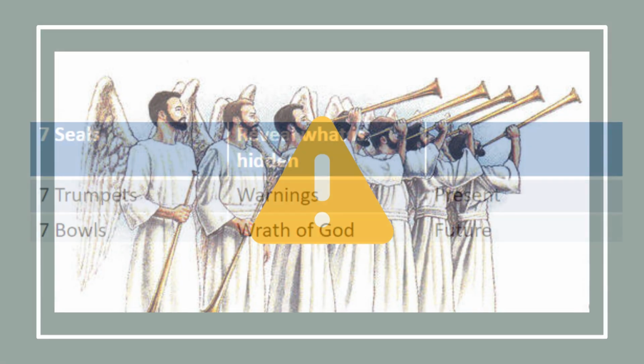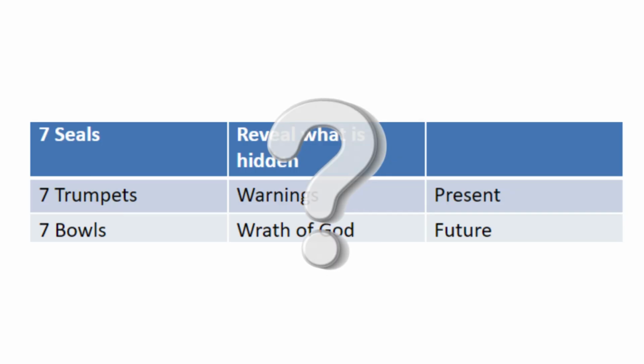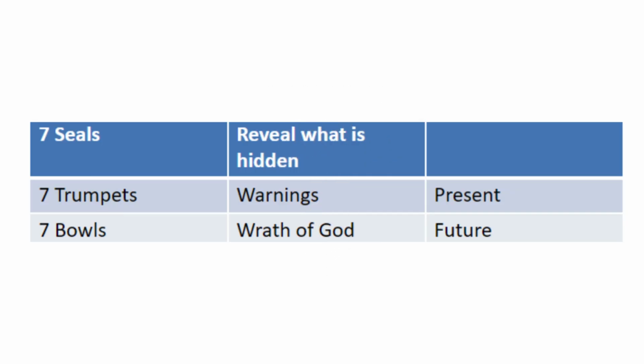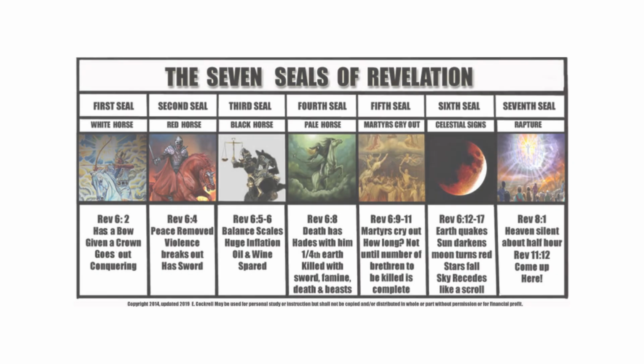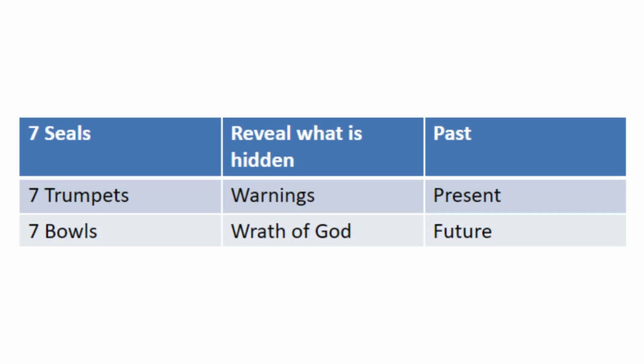We also know that if the trumpets are warnings, then they must occur in the present, as it would not make sense to warn someone of the past. In addition, the 7th and last trumpet indicates the rapture, which ends the church age. That only leaves the 7 seals with one option, the past. Otherwise, we don't see the past anywhere in Revelation.